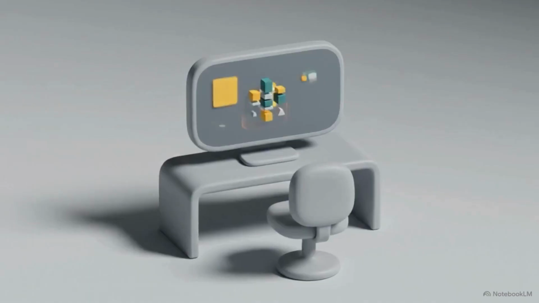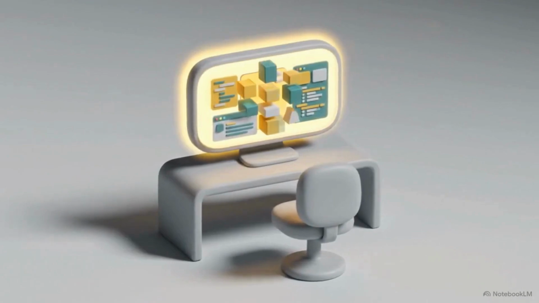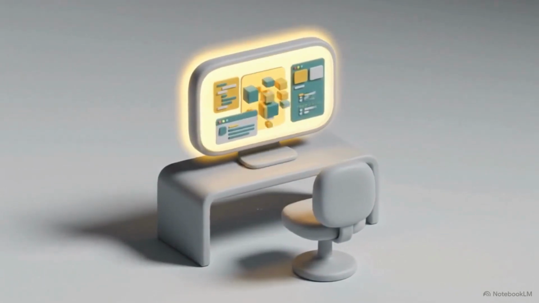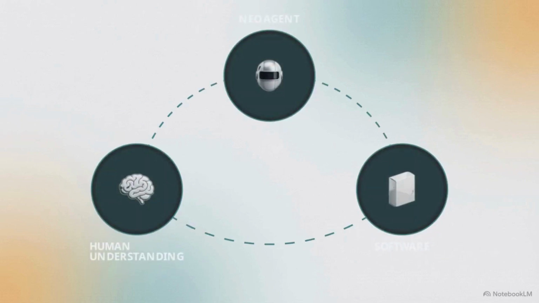But the code for this repository wasn't written by humans over months of development. It was generated autonomously by an AI agent named Neo. This creates a recursive loop. An autonomous AI agent engineered a piece of software specifically to help humans understand other newly published AI research.